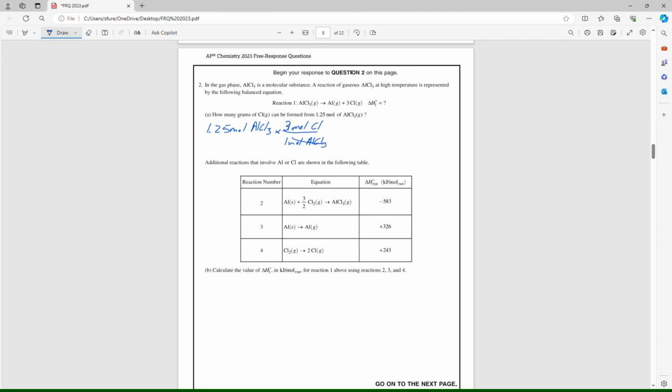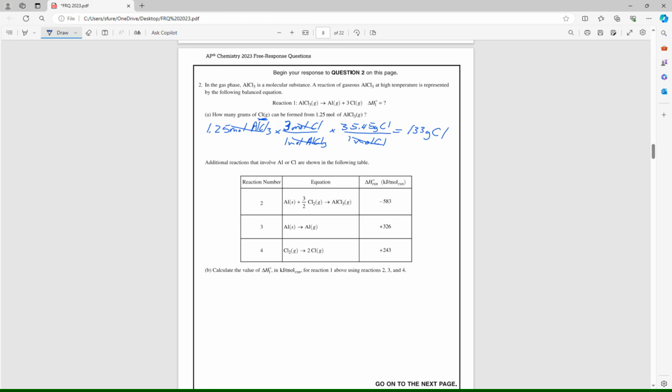And then, now that we're in moles of chlorine, we want to find grams of chlorine, so we just multiply by the molar mass of chlorine. That gives us our answer. So this is a 3, by the way. That gives us an answer of 133 grams of chlorine.